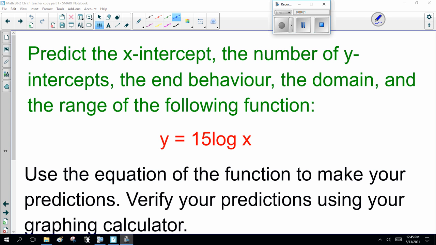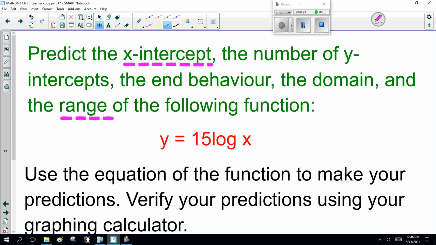Okay, ladies and gentlemen, welcome back to Math 30-2, Chapter 7, Lesson 1, Characteristics of Logarithmic Functions with Base 10 and Base e, Part 2. Now, here, I need you to take the x-intercept, the number of y-intercepts, the end behavior, the domain, and the range of the following functions.